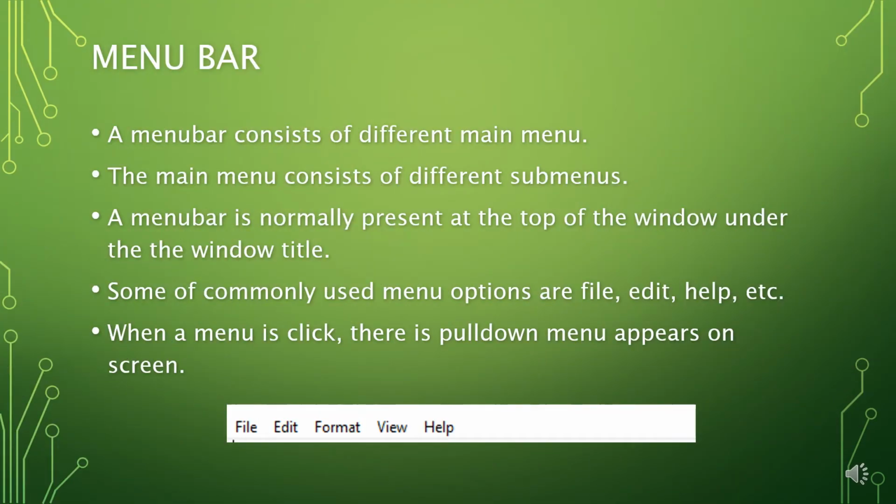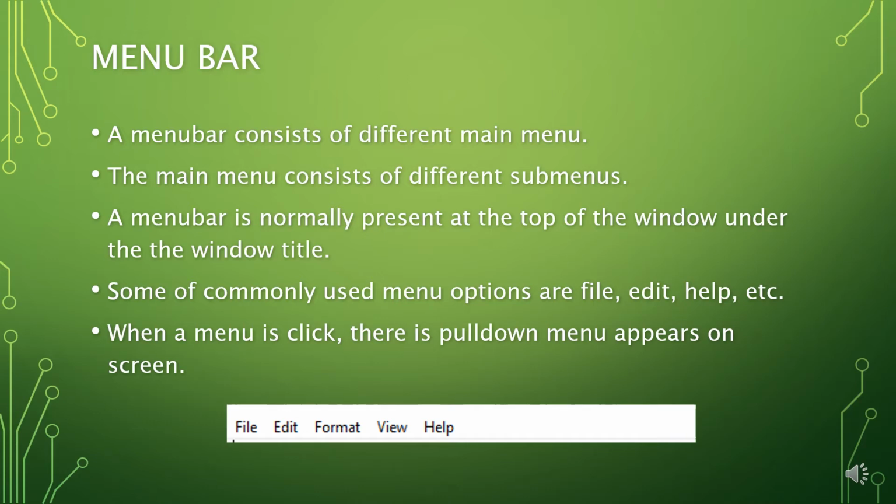The first important component of GUI is menu bar. A menu bar consists of different main menus which can be used in a program. The main menus consist of different submenus. A menu can be opened by clicking it. A menu bar is normally present at the top of the window under the window title. Some of the commonly used menu options are File, Edit, Help, View, etc.